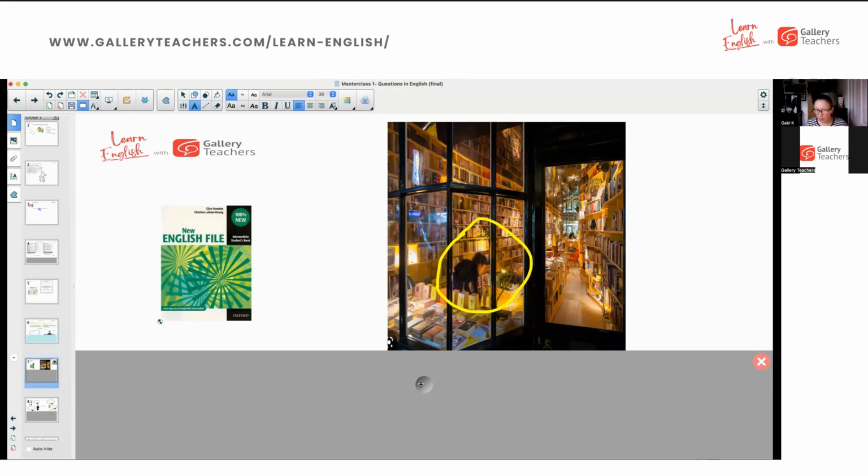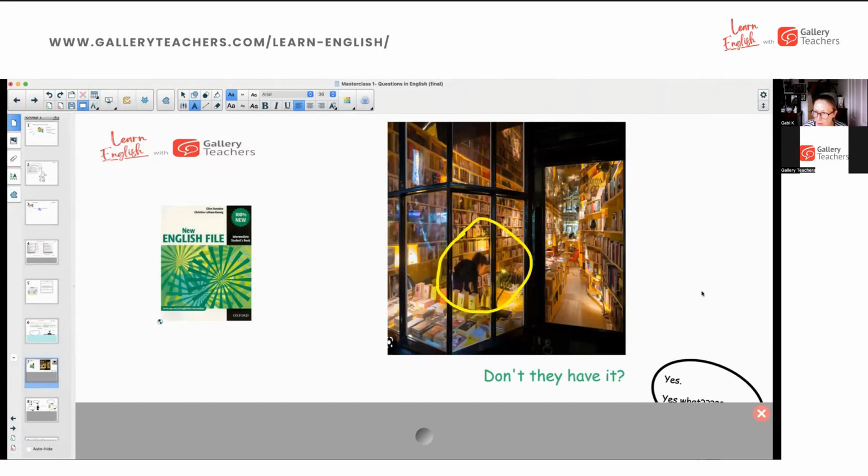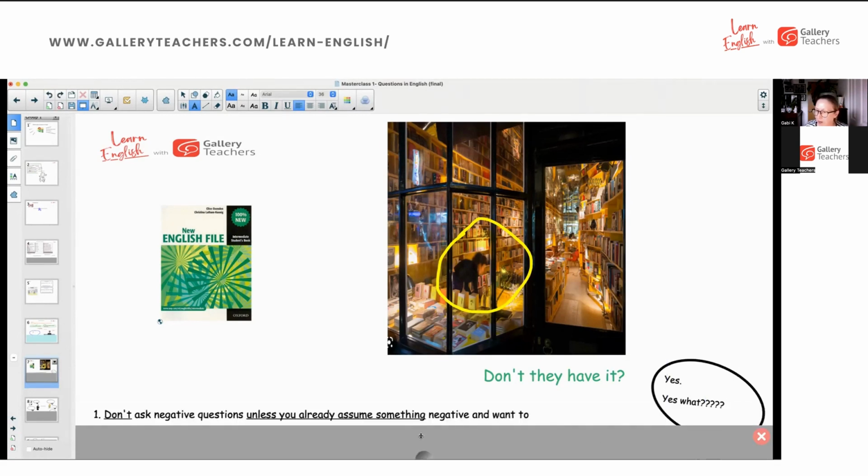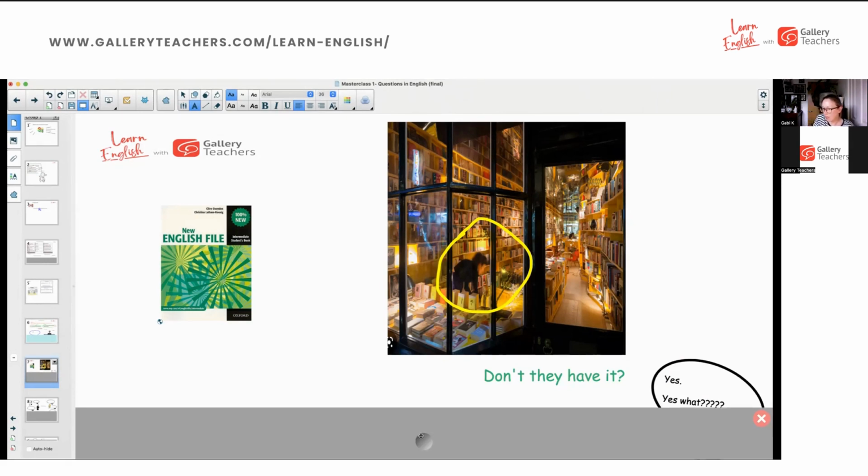So I see you go in. I asked you to buy the course book. Didn't you buy any book? Okay. Didn't you buy the book? Very good. Yeah, Ashik. I could also ask, don't they have it? Right, so I can see you didn't buy it. Didn't you buy the book? Don't they have it? And then you answer yes. Now, how am I supposed to understand this? Yes, what? Yes, they had it. Yes, they didn't have it.